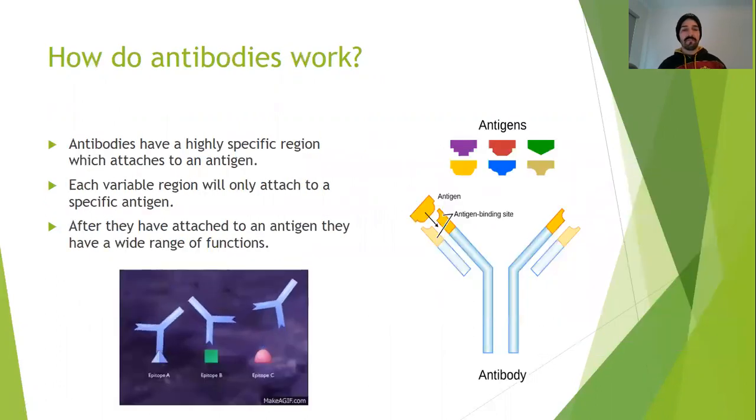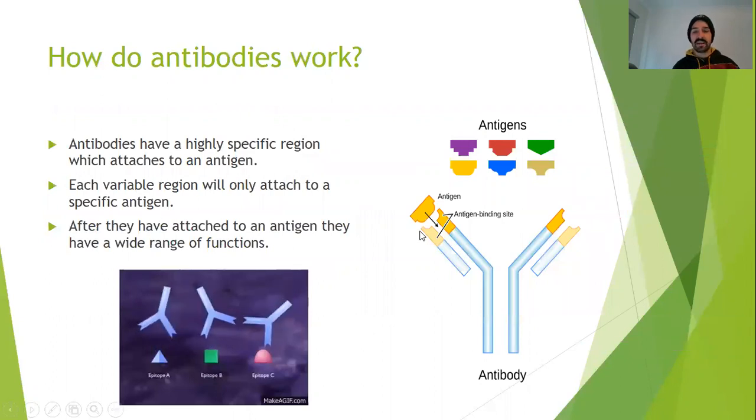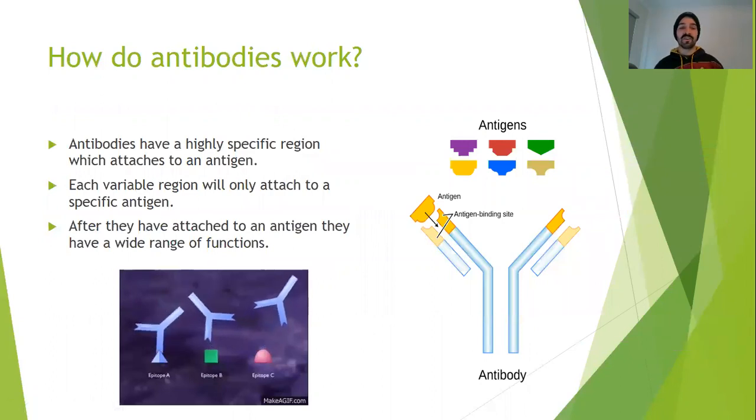So how do they work? Well, that variable region will attach to a specific antigen, and each variable region will only attach to one specific antigen. So here you can see in this diagram on the right, we've got this antibody, and its variable region will particularly attach to this yellow antigen. It doesn't fit the shapes of the other antigens, and therefore it's very specific to this yellow antigen.